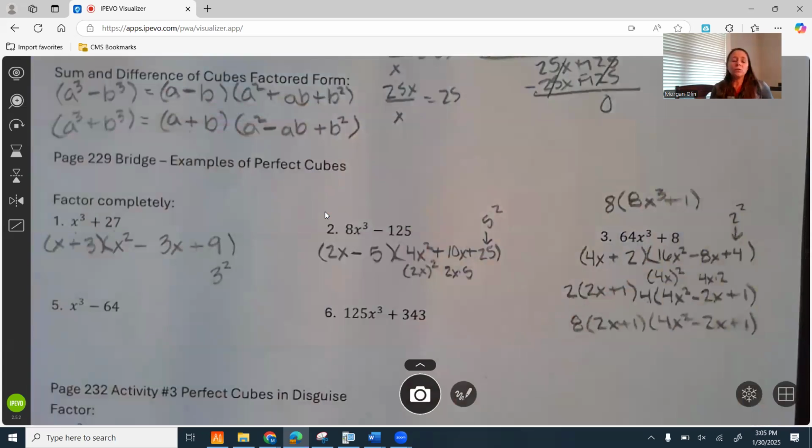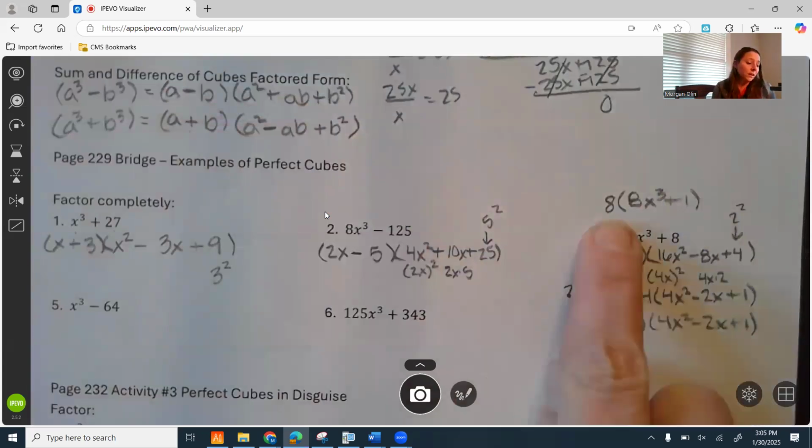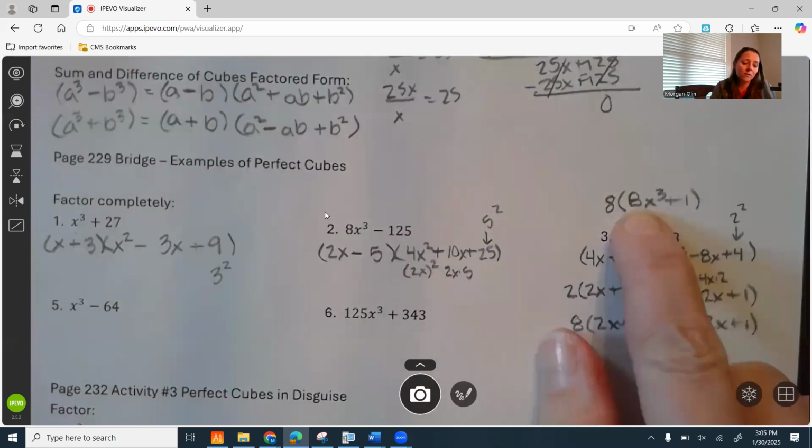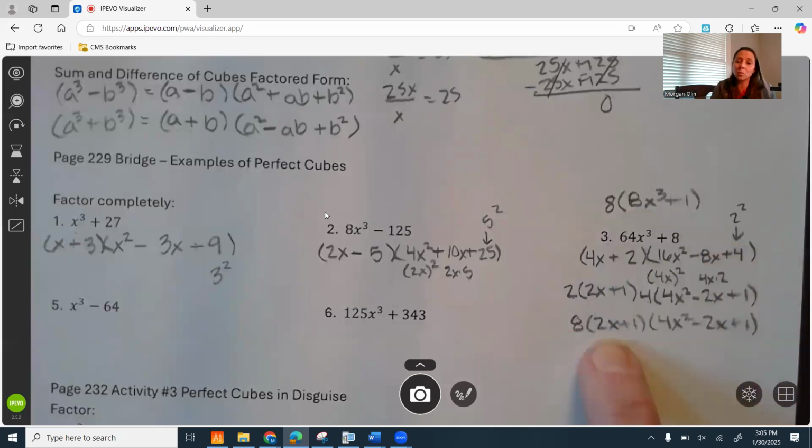All right. If you can pull out that to begin with, it's actually better, okay? Because now these numbers are smaller. And this here, the cube root of 8x cubed is 2x. The cube root of 1 is 1. All right. And then what I would do is I would square the 2x and it gives me 4x squared. I would multiply 2x and 1 together and I get 2x. And then I would square the 1, which is 1. All right. And then I would put all my signs in.